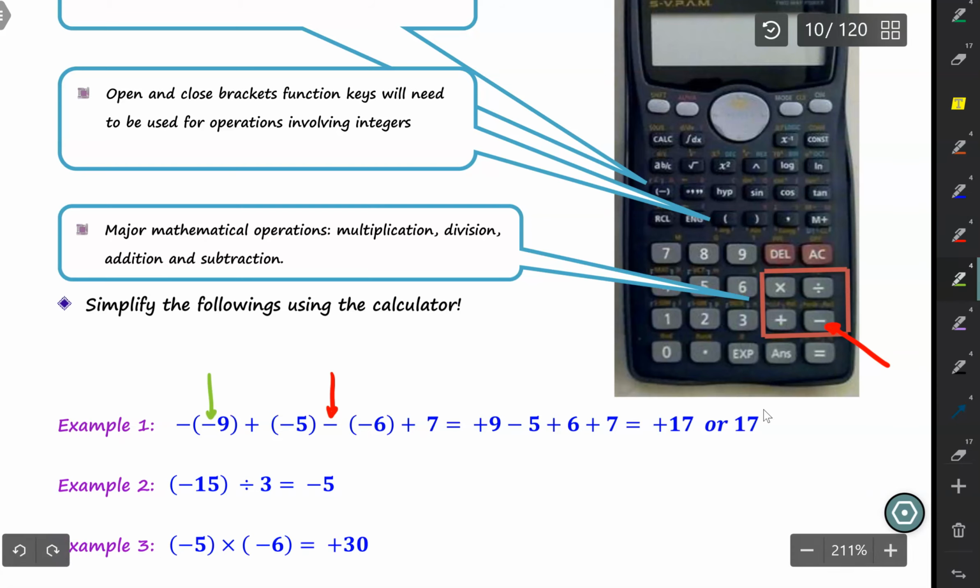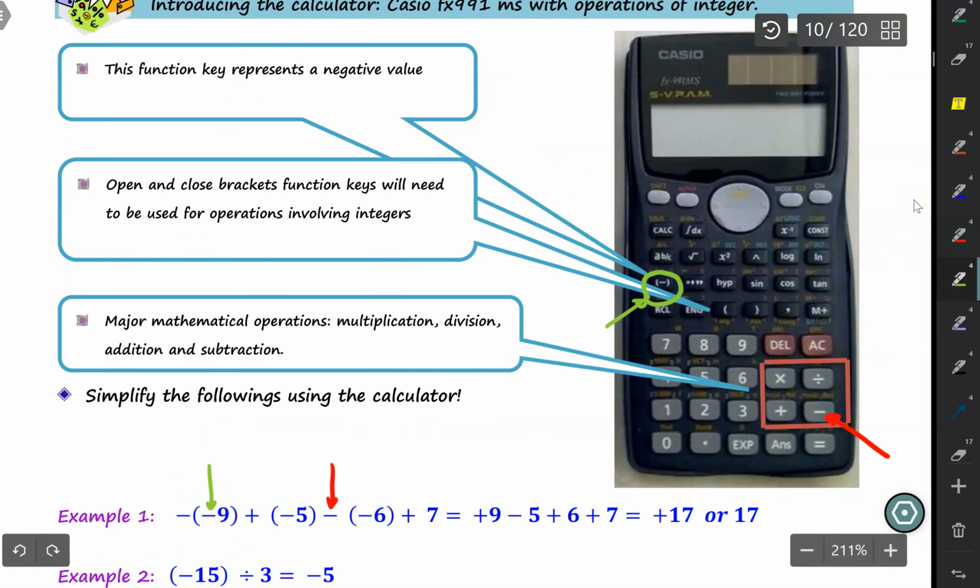So when it's representing a negative sign of the number, then you need to try to find a symbol that represents it as a negative. So for this Casio FX991FS, the negative sign is up here, but hopefully in any scientific calculator that you choose to use, it should have this feature as well.